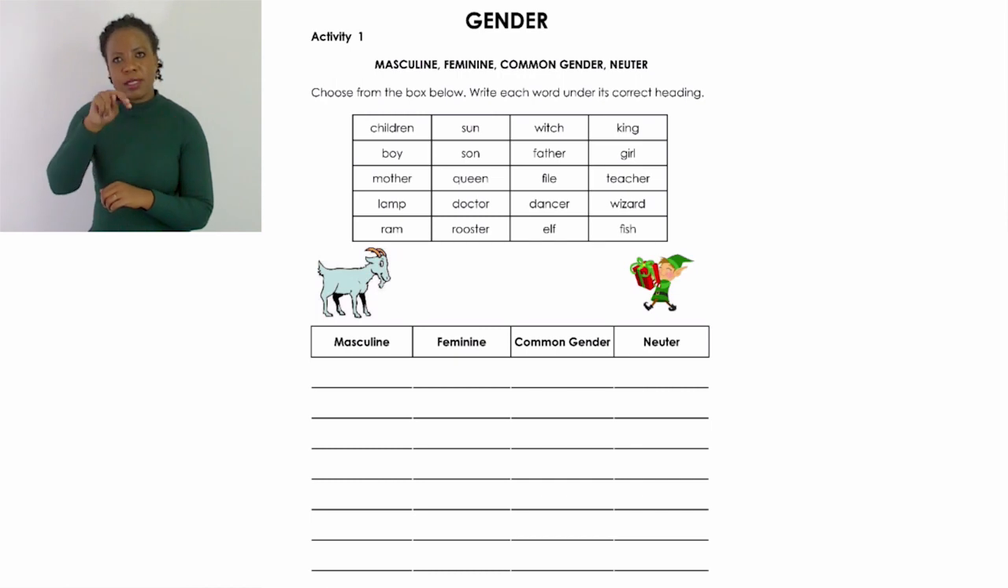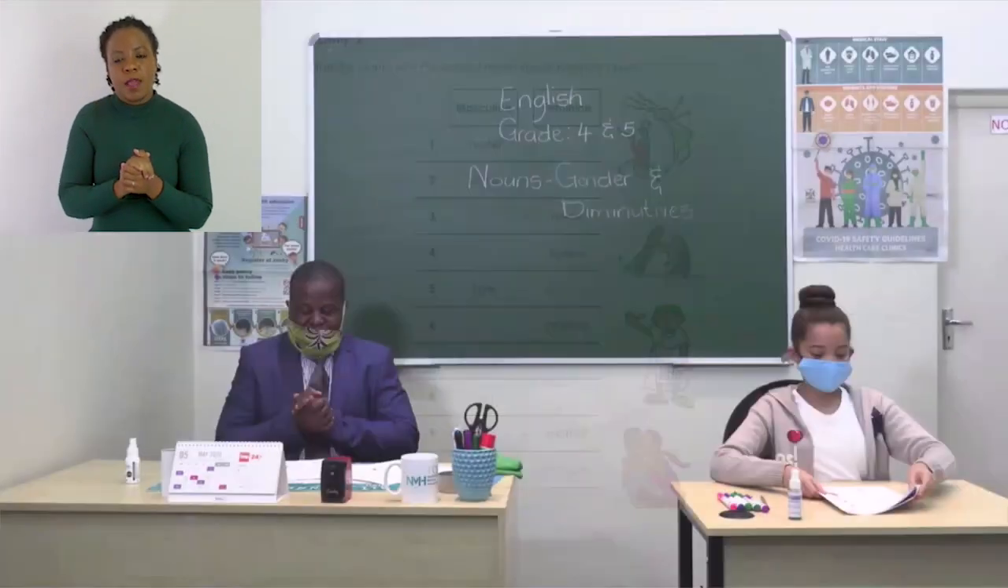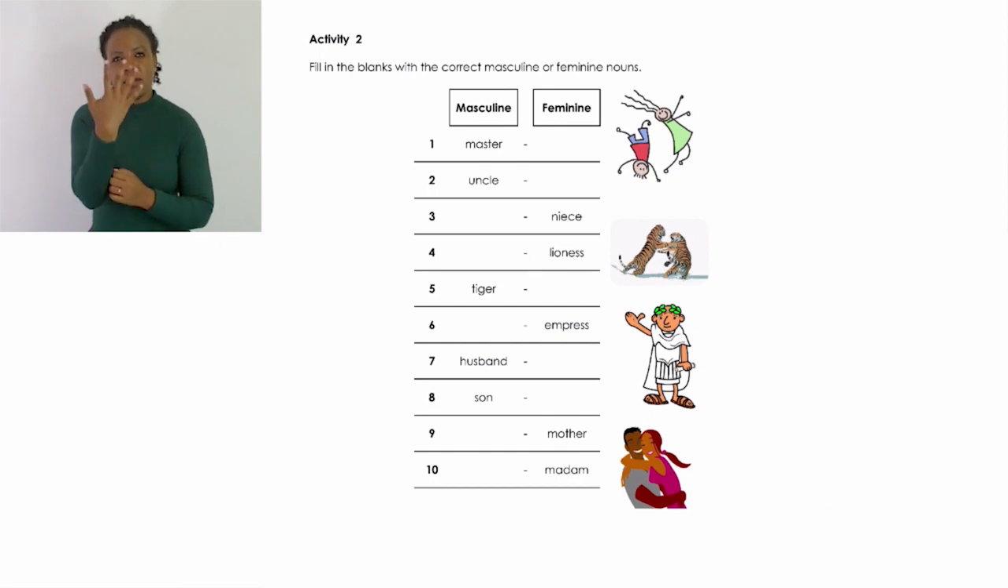Without wasting much of our time, let's turn our books to page 5, activity 2, where you are supposed to fill in the blanks with the correct masculine or feminine nouns. You are given either masculine or feminine, so you need to fill the blanks. Number 1 is saying master. Master is masculine, mistress is feminine. So, boys and girls, let's do the rest.